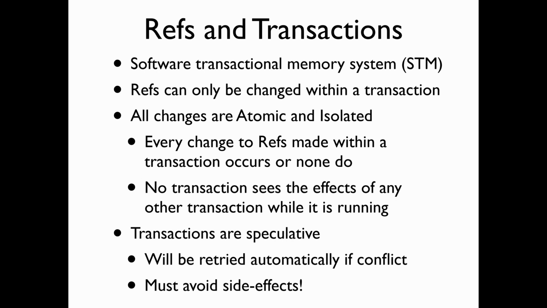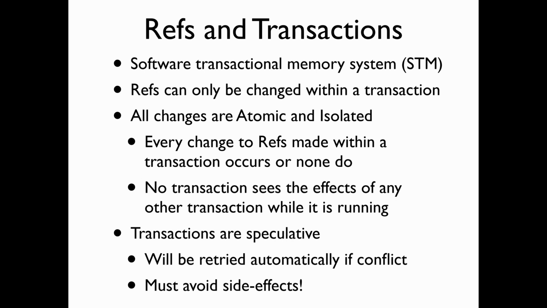So refs are atomic and isolated. Atomic means that everything you do to a ref inside the scope of a transaction, to any refs in that transaction, happens, or none of the things happen. So any assignments you do to those references in the scope of a transaction happen, all of them happen, or none of them happen. Isolated means while your transaction is running, if somebody else is trying to modify those same references, those same refs, you don't see that. You don't see the effects of any other transactions inside your transaction. Does everybody understand those two principles? So that's a lot like a database.